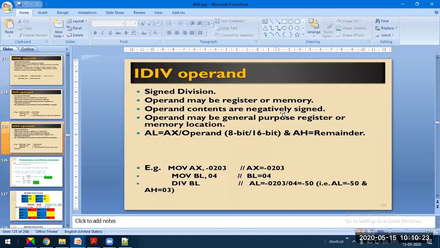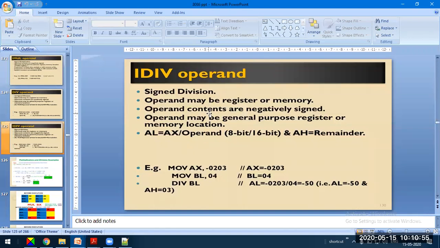The operand contents may be negatively signed. Maybe one can be negative and the other positive. If any one of them is negative, the result is negative. So the operand may be a general purpose register or a memory location. For an 8-bit division operation, the AL register is used to store one of the 8-bit data. If it is a 16-bit operation, the AX register is used. If it is AX, the lower byte is in AL and the upper byte is in AH register.